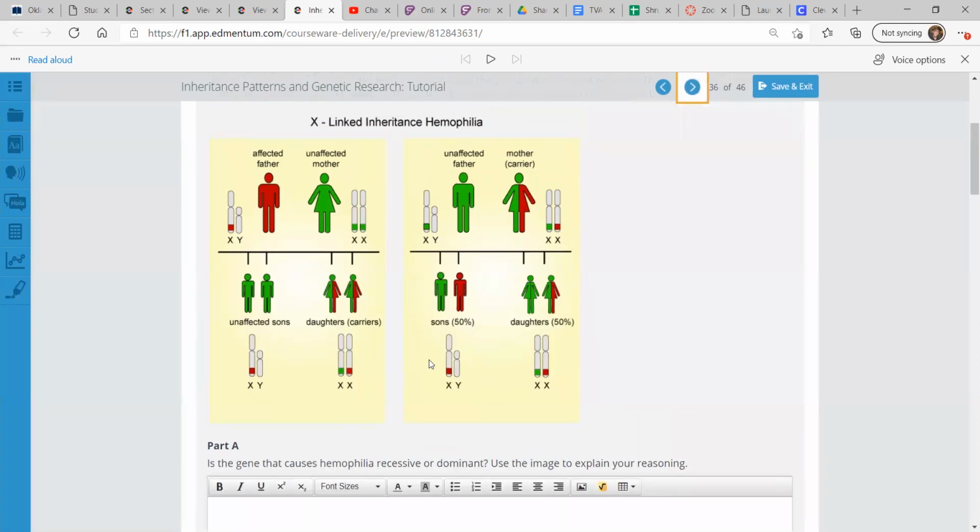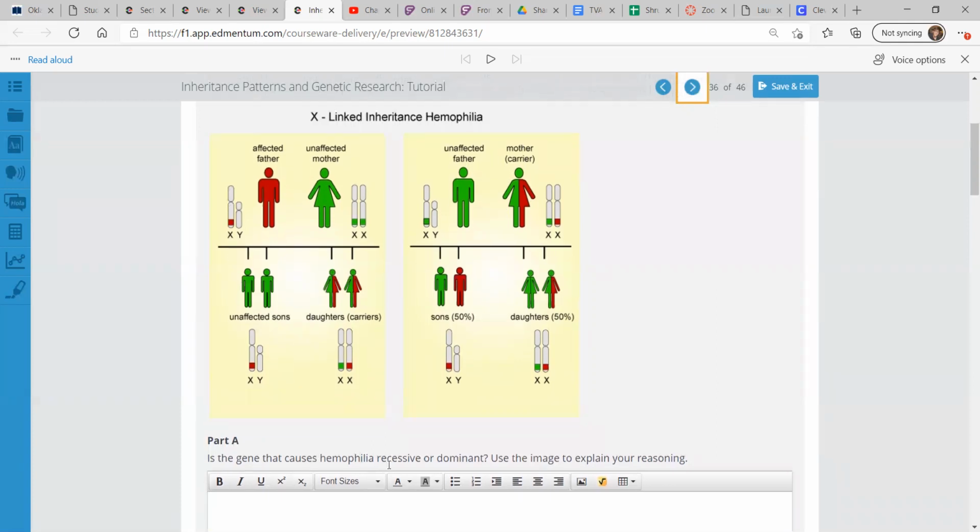X-linked inheritance, hemophilia. So here we go. Affected father is red, unaffected mother is green. So green is okay, red is affected. And we have an unaffected father and a carrier mother. Part A: is the gene that causes hemophilia recessive or dominant? Use the image to explain your reasoning.